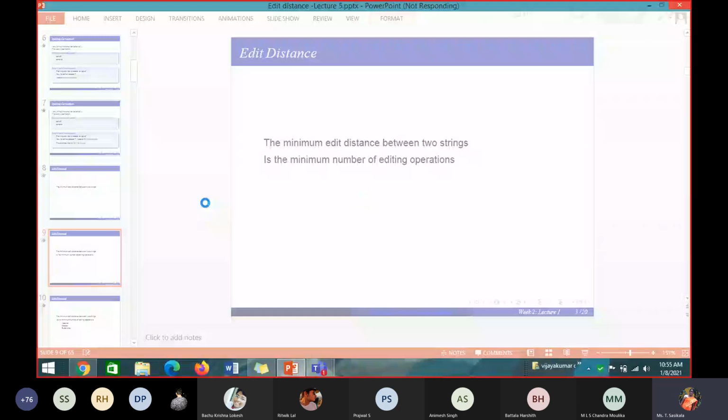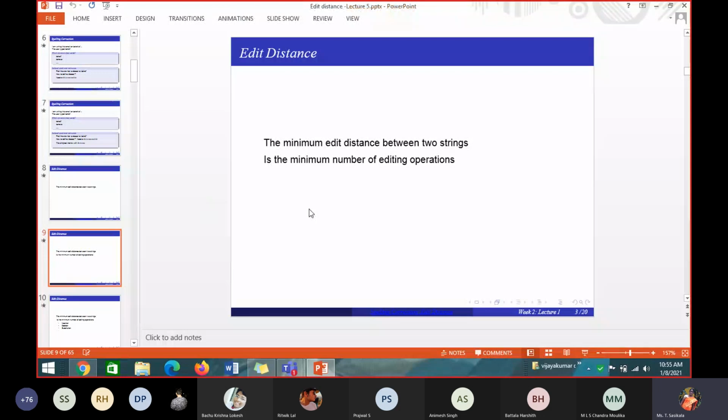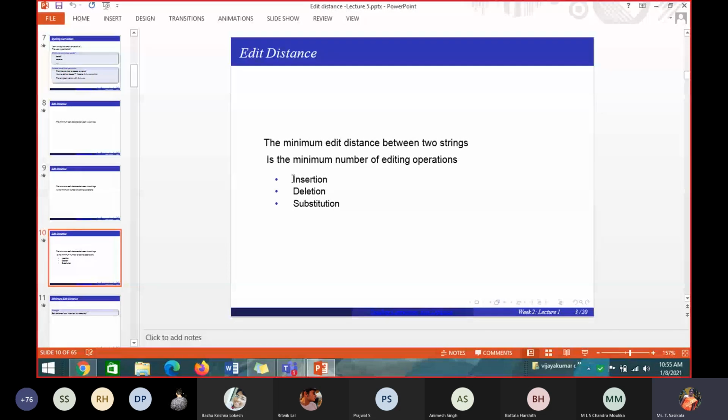What are all the editing operations we have? Please make a note. We have insertion, deletion, and substitution. So these three are the edit operations. In edit distance, we are using three edit operations: insertion, deletion, and substitution. These three operations we apply to convert the wrong string to a correct string.